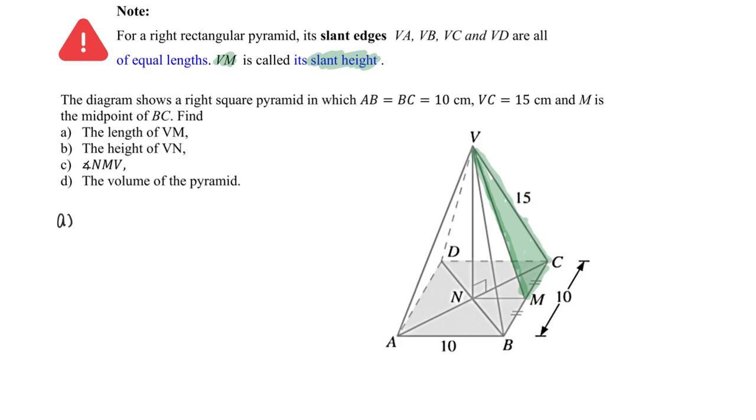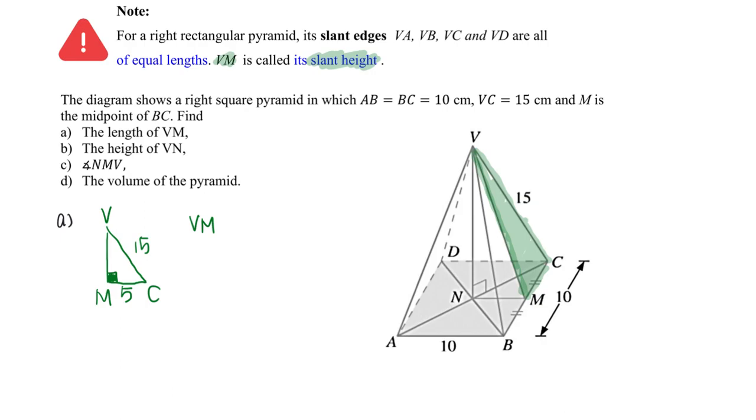So for part A, V and C. What do you think this triangle is? Yes, it's the slanted height. That means this is a 90 degree to the length BC or MC in this case, and MC is actually 10 divided by 2 because it is the midpoint, right? So from here, can we find VM easily? Yes, VM is by Pythagoras theorem.